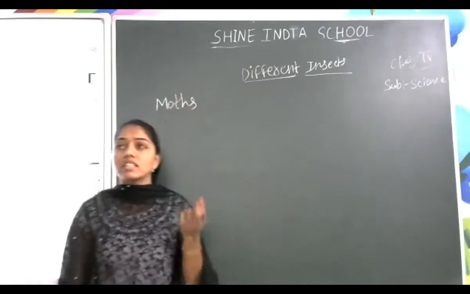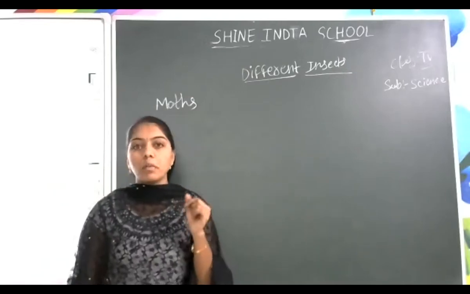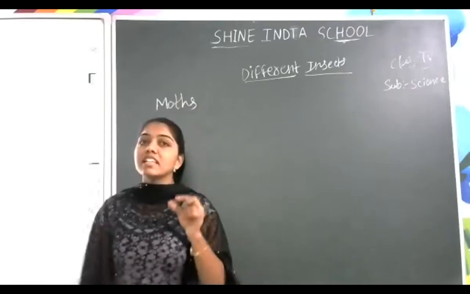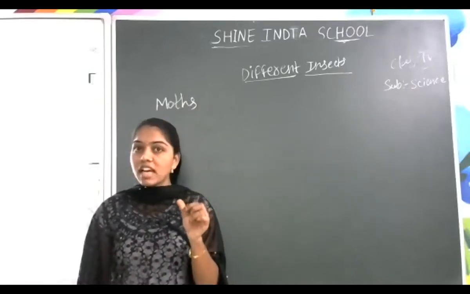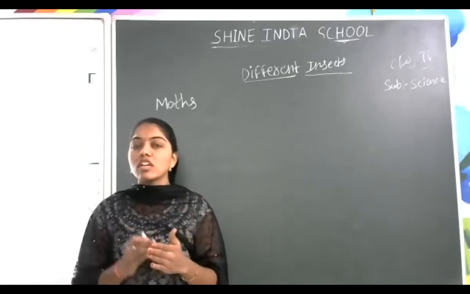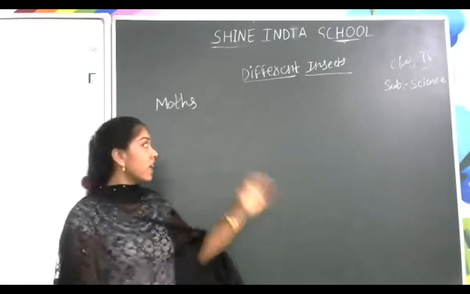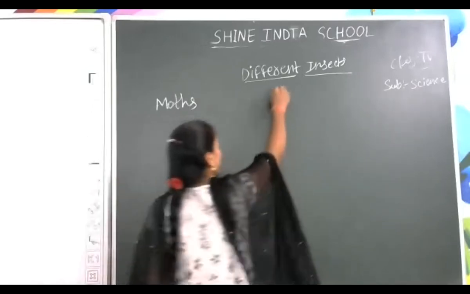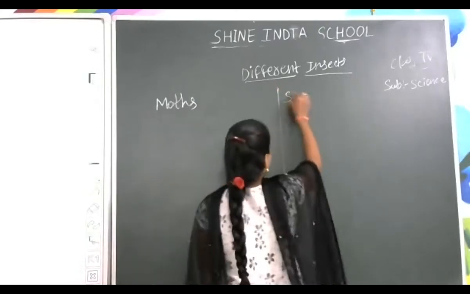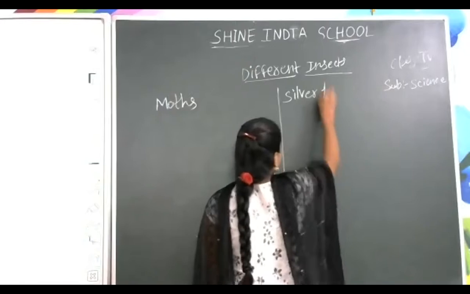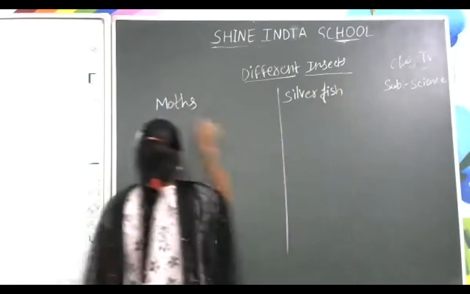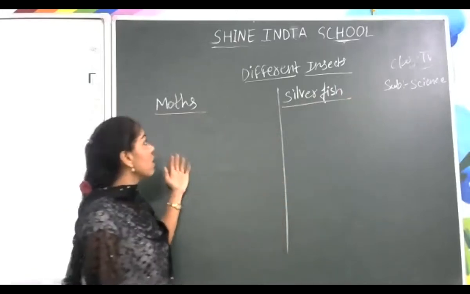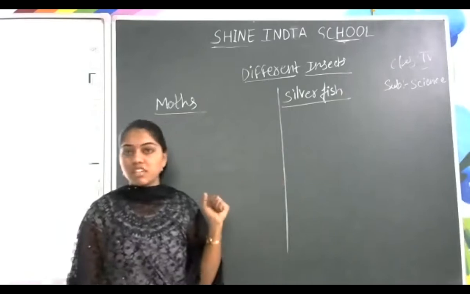What is the meaning of the moth? Yes, it looks like a worm. Have you seen it before? The moths will be in the form of a caterpillar. Have you seen a caterpillar? The caterpillar is converted into a butterfly, and that type of character we can see in the moths. And the next one we are going to learn about is the silverfish. These are the 2 insects we are going to learn about today: the moth and the silverfish.